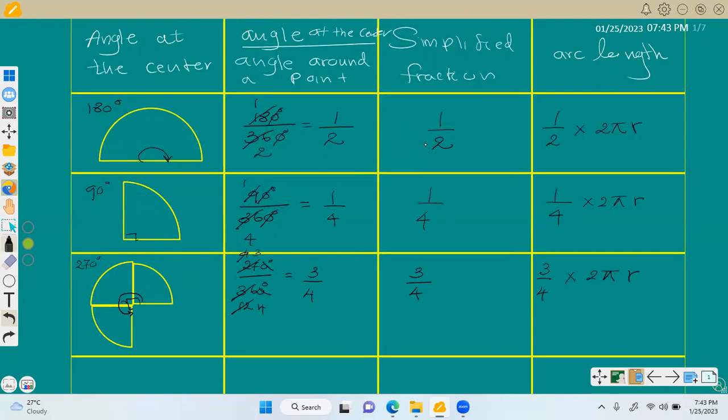Okay. Complete with these 3 rows. Then we can move to the next size of the angle.